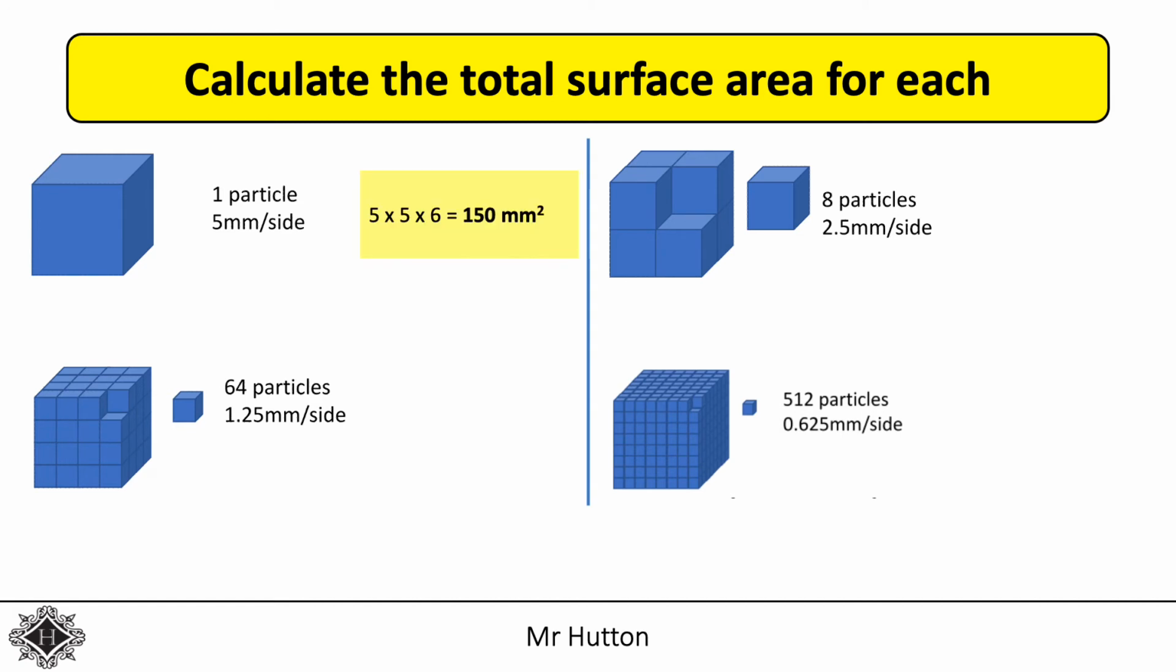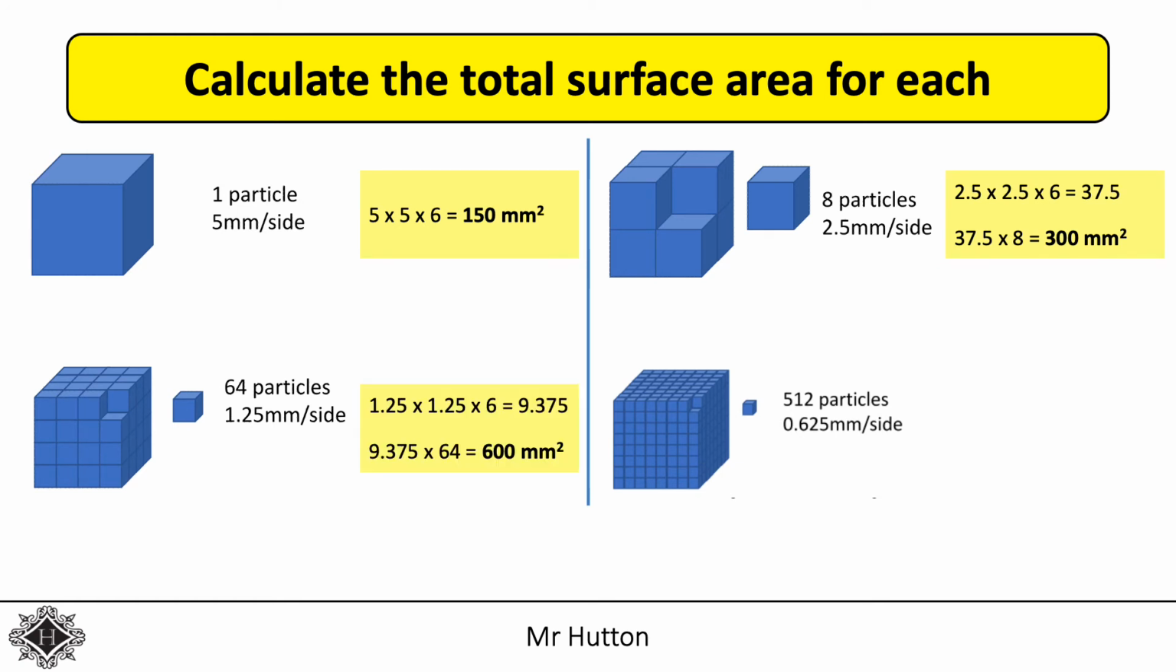Okay, you should then, for the first one, have had 5 times 5 times 6, 150 millimeters squared. So remember, this is surface area, so it's in squared units. For the next one, where we've split that up into 8 particles, our individual particle is now 2.5 millimeters. So 2.5 times 2.5 times 6 equals 37.5 for one of those blocks. And then because we've got 8 of them, we times it by 8, which is 300 millimeters squared.